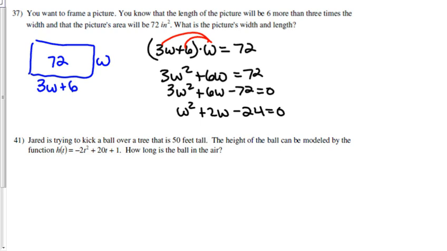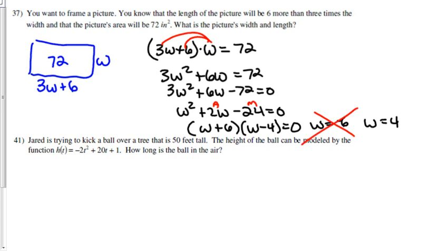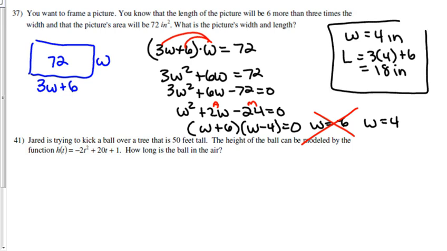And if you notice then this one, two numbers that multiply to be 24 and add to be 2 are positive 6 and negative 4. And when we solve, we get W equals negative 6 and W equals positive 4. So right away, we know that this one can't be true because we have negative width, which leaves us with dimensions. The width is 4 inches, and the length is 3 times 4 plus 6. That makes 18 inches. Final answer. All right, notice we used factoring in that one. That's the one I checked first. It's the easiest one to do.